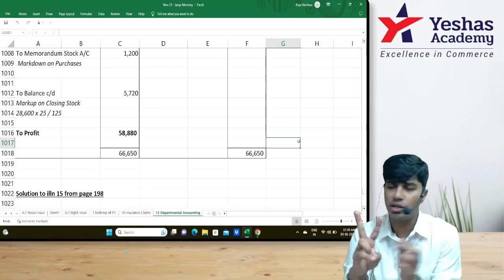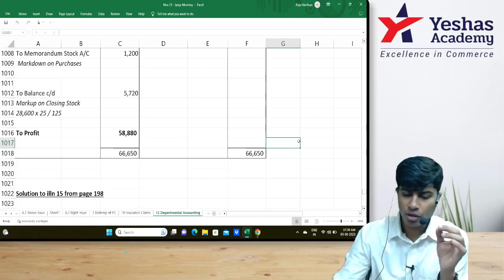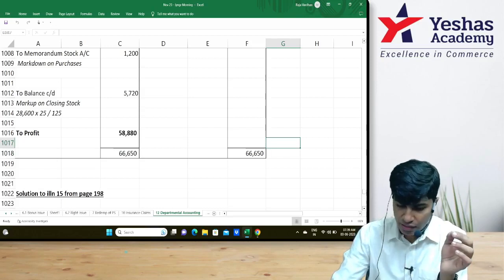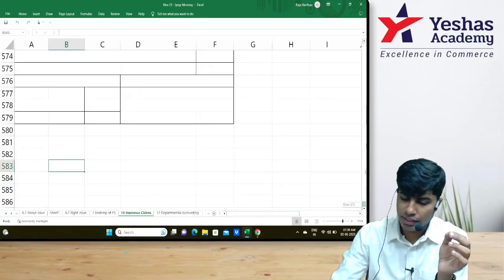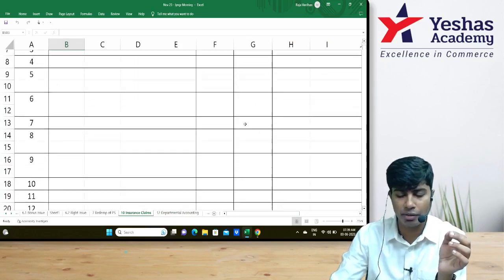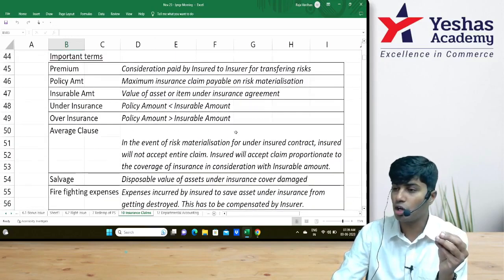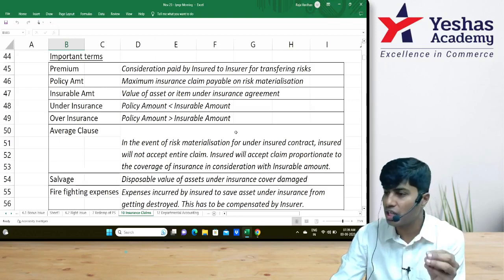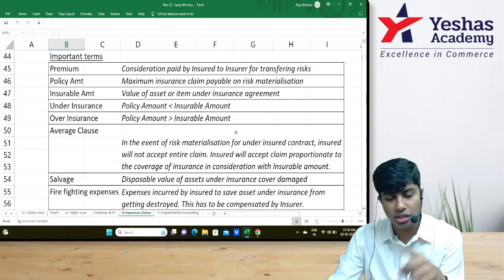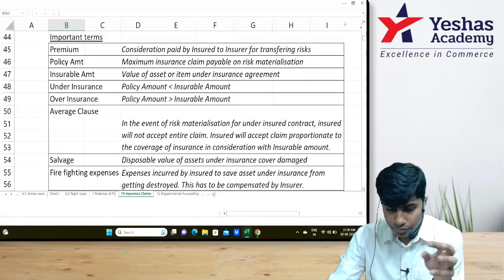There are two types of policies: loss of stock policy and loss of profit policy. Whatever we discussed so far is loss of stock policy. Am I right? In the case of loss of stock policy, premium is paid by the insured to the insurer, and the risk of goods getting destroyed by fire is transferred to the insurance company. So, if the goods catch fire and get destroyed, the insurance company will compensate the insured. Am I right? Very good.